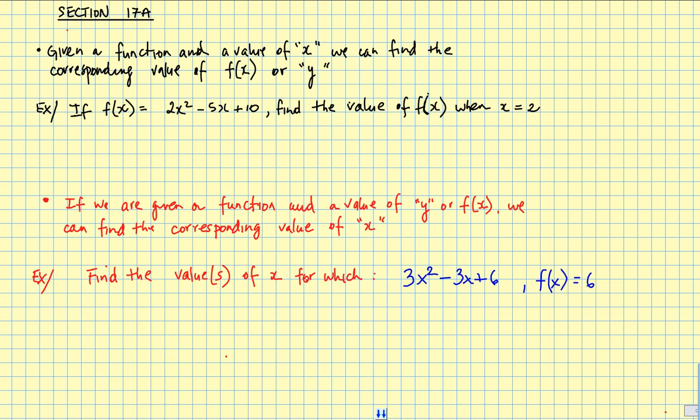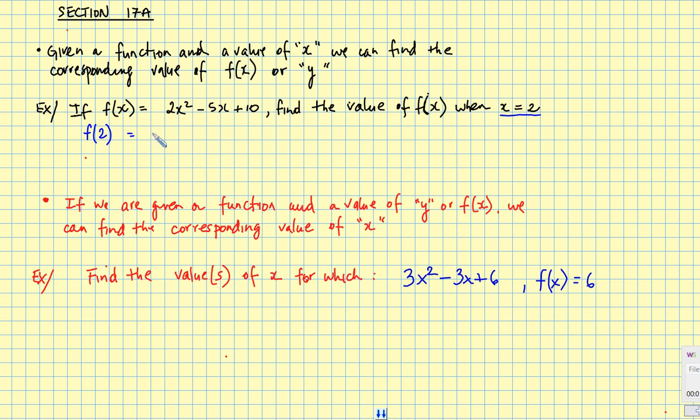So let's do just a couple of examples. It's probably the best way to attack the problem. If we're given a function and a value of x, we can find its corresponding value of f of x or y. We've done many questions like this where, for example, if f of x equals 2x squared minus 5x plus 10, and you are asked to find f at 2, well, that basically means when x is equal to 2.